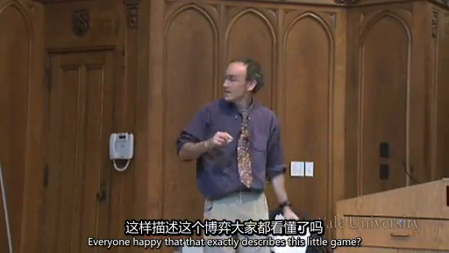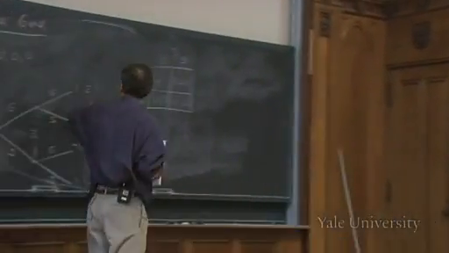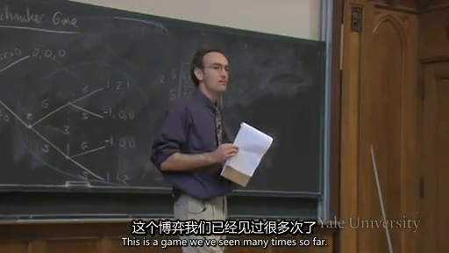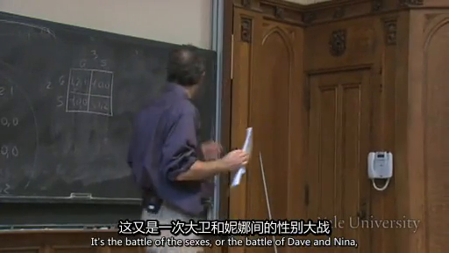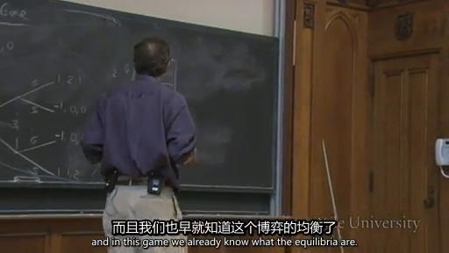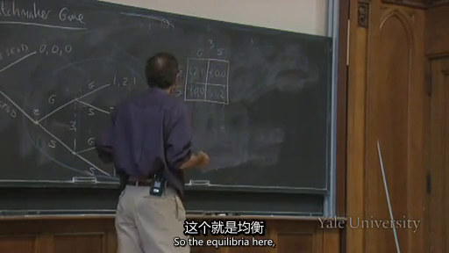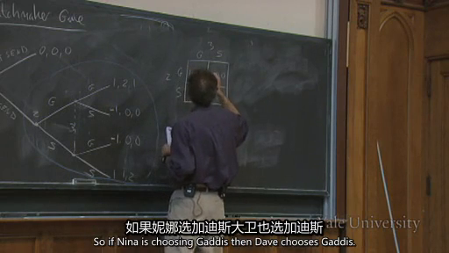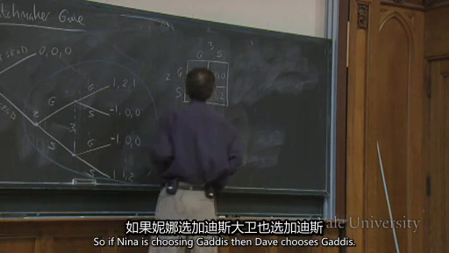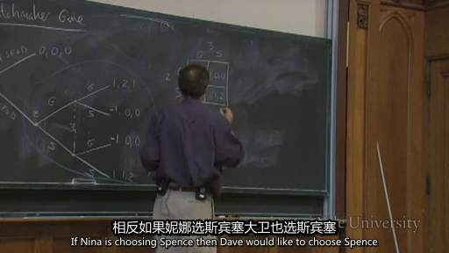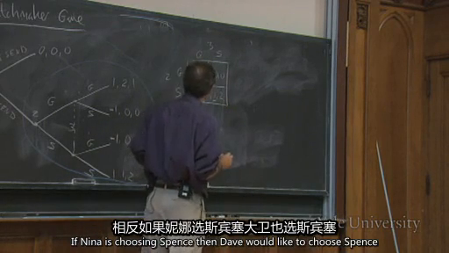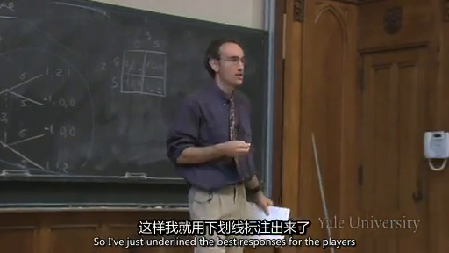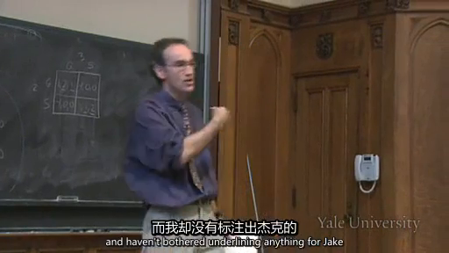Everyone happy that that exactly describes this little game? For all intents and purposes, we can forget the first payoff, but there it is. This is a game we've seen many times so far. It's the Battle of the Sexes, or the battle of Dave and Nina, and we already know what the equilibria are. Let me just underline best responses. If Nina is choosing Gaddis, then Dave chooses Gaddis. If Nina is choosing Spence, then Dave would like to choose Spence, and conversely. I just underlined the best responses for the players who are actually involved in the game. I haven't bothered underlining anything for Jake because he isn't a player in this game.